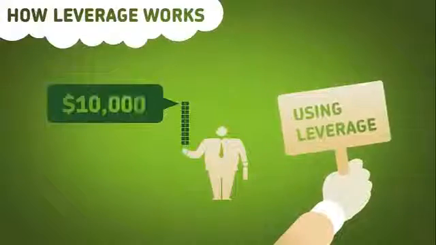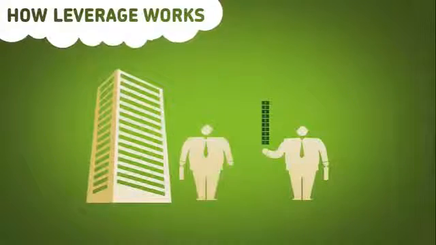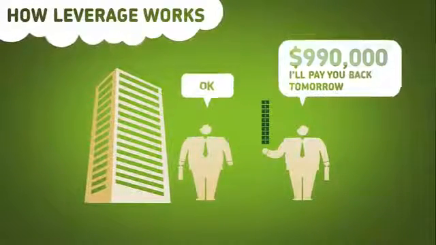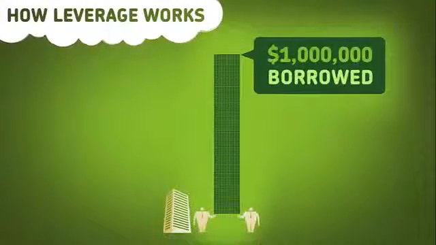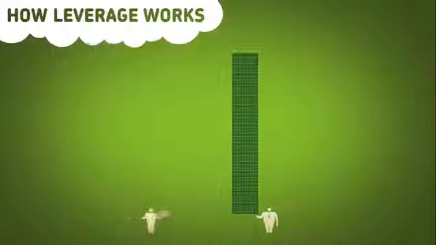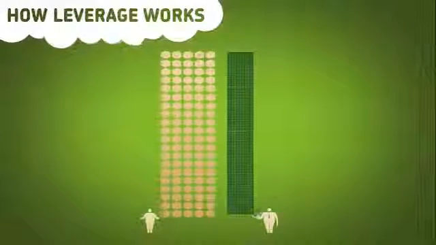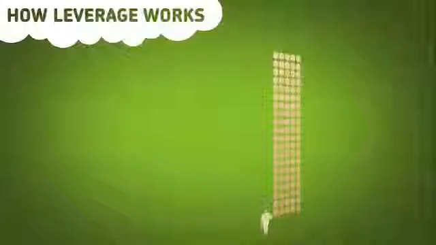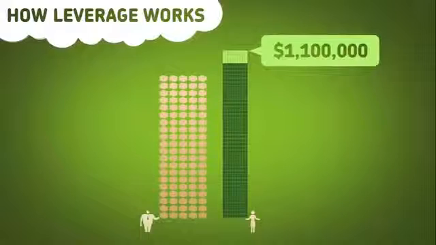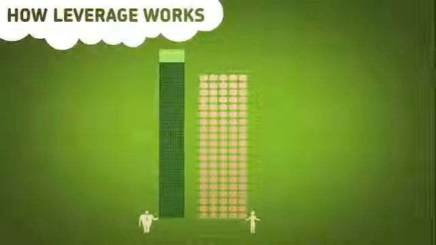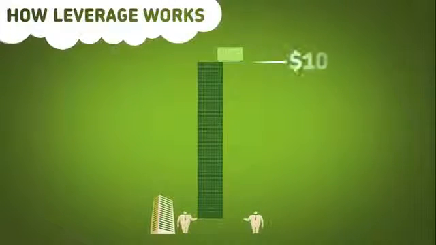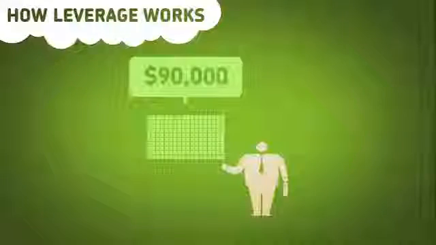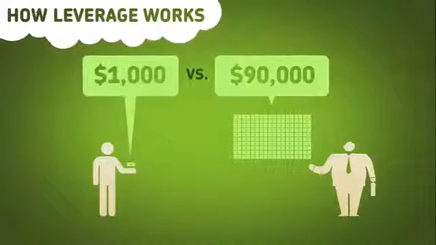But using leverage, someone with $10,000 would go borrow $990,000 more, giving him $1 million in hand. Then he goes and buys 100 boxes with his $1 million and sells them to someone else for $1,100,000. Then he pays back his $990,000 plus $10,000 in interest. And after his initial $10,000, he's left with a $90,000 profit versus the other guy's $1,000.